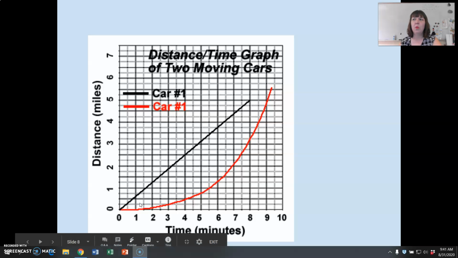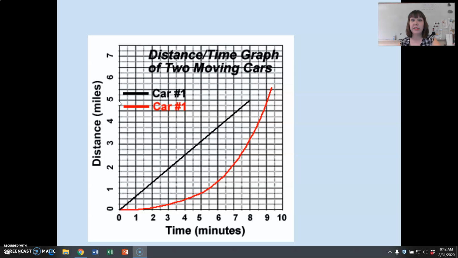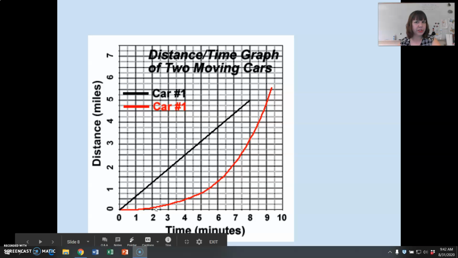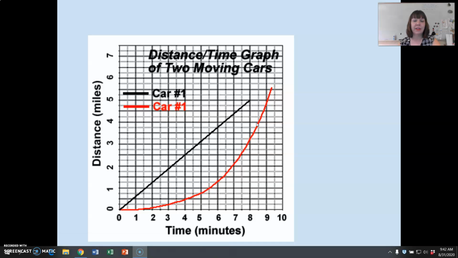What's it doing? Well, it starts off with a very low slope. You notice the slope is low down here. We're not changing a lot of distance in the amount of time that's going by. Towards the end, it's a lot more steep. We're changing a lot of distance in the time that's going by. So if we're not changing much distance in time, it's going slow. If we're changing a lot of distance in the time that we've got, then it's going fast. So this car sped up. It started off slow and then increased its speed as the race went on. So it's kind of a tortoise and a hare scenario here.